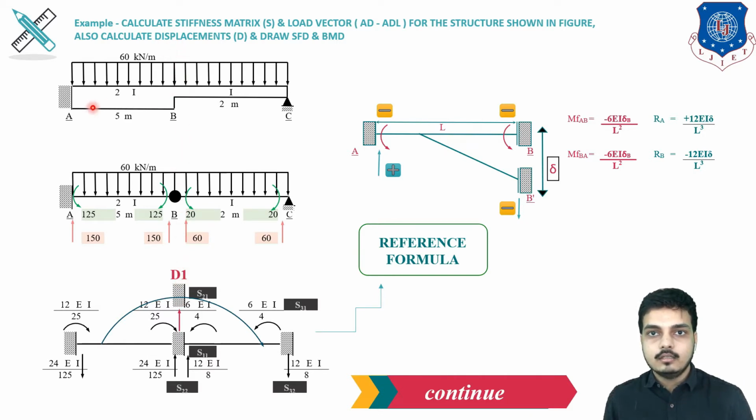So at B point, this will try to push it upward, which means this AB span will possess an anti-clockwise kind of deflection, and this BC span will possess a clockwise kind of deflection.